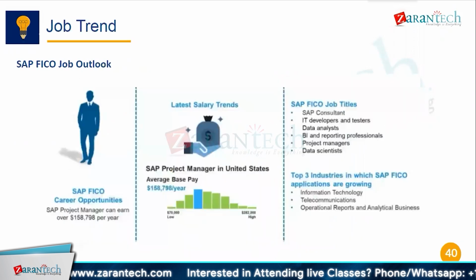The same is for SAP. So a project manager can earn 1,58,000. This is as per US standards. The job titles are SAP consultant, IT developer, tester, data analyst, BI and reporting professional, project managers, and data scientists. Three industries where SAP FICO applications are growing: information technology, telecommunications, operational reports, and analytical business. This is the way you look at your job trends.